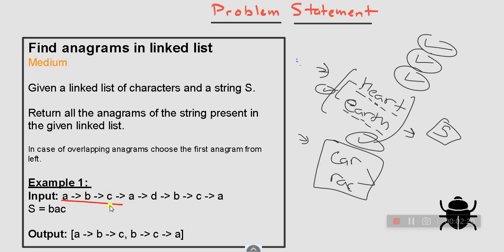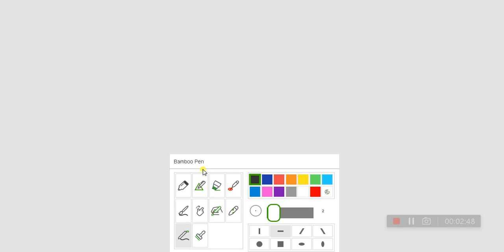So first is ABC. I have already stored that. After that, in the whole list, I can see that this BCA is also an anagram of BAC, so I'm going to store this BCA here. This is going to be my output, and it is stored in an output list. So I have to return a list of nodes. Now I hope you got a clear understanding of the problem statement, and let me move to the solution.